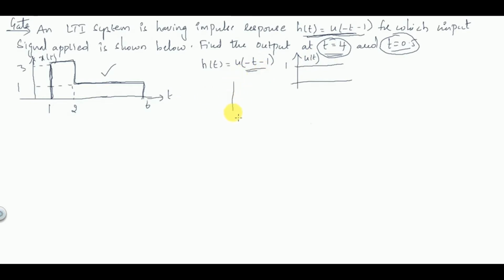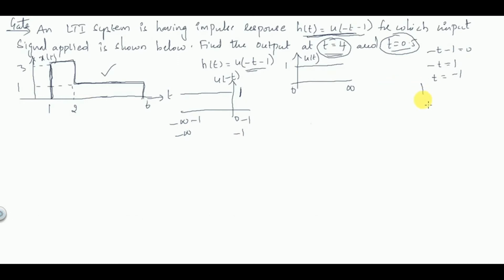First of all, what is u of minus t? If u of t extends from 0 to infinity, u of minus t extends from 0 to minus infinity. The amplitude does not change, so this is your u of minus t. Next you have to find u of minus t minus 1. To find that shifting, just make the value inside the function equal to 0. It becomes minus t minus 1 equal to 0, or t is equal to minus 1. So just add minus 1 to this: 0 minus 1 is minus 1, and minus infinity minus 1 is still minus infinity.